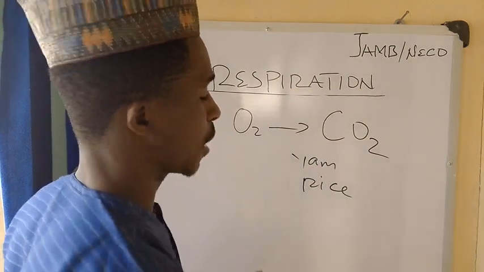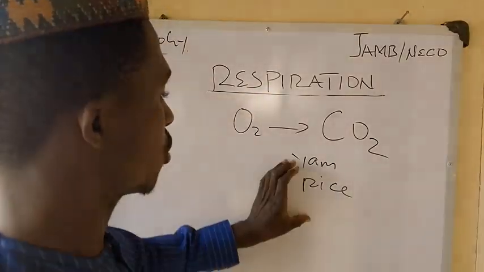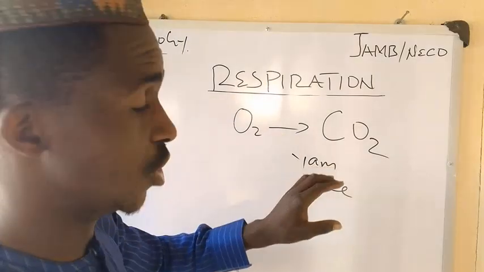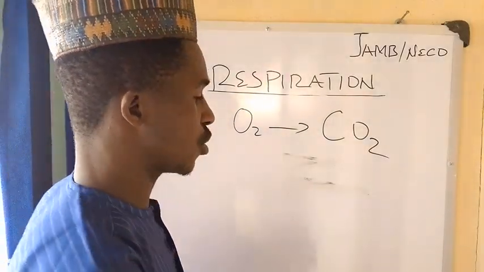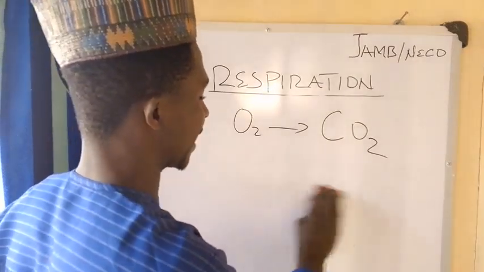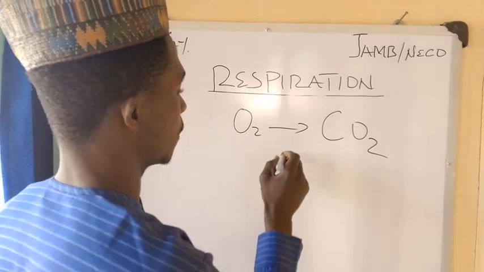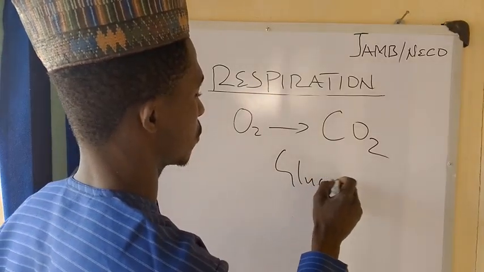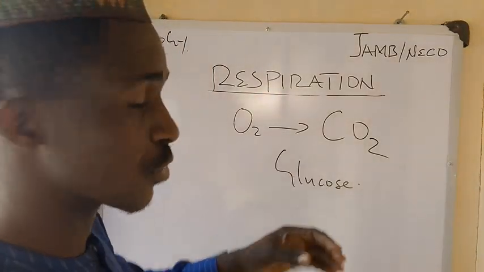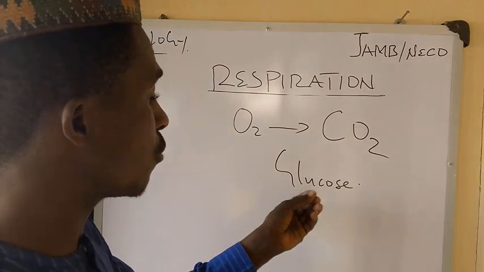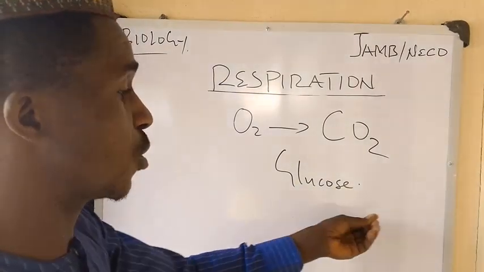rice, if these products are being digested in the system, the product of digestion is called what? Glucose. So it is this glucose that will be absorbed, so it's important we know the function of the small intestine.